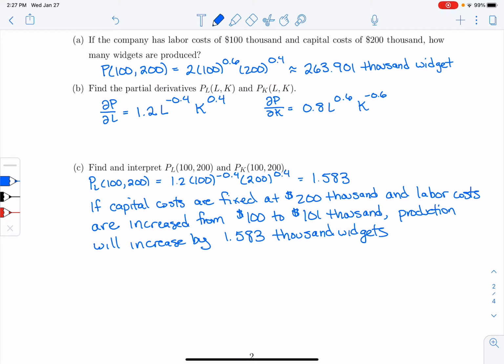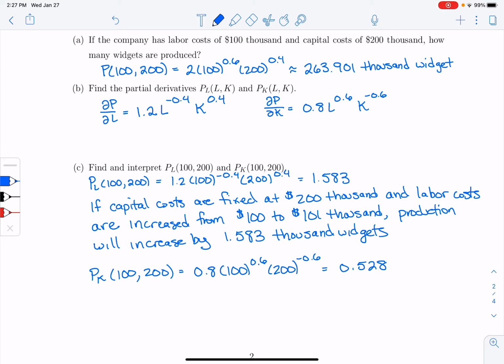Okay, what happens if we increase our capital costs? In this sense, we need to plug in 100 and 200 to my partial derivative of P with respect to K. That's going to give me 0.8 times 100 to the 0.6 times 200 to the negative 0.6. Okay, that's going to be 0.528 if we put that into a calculator.